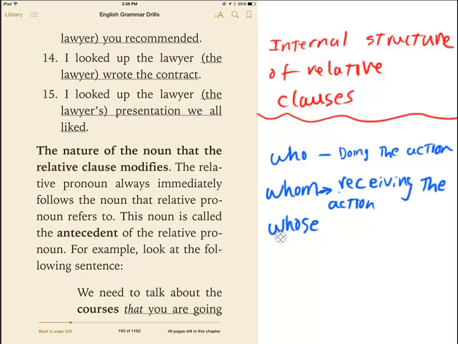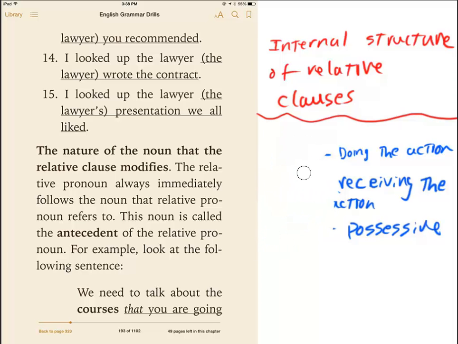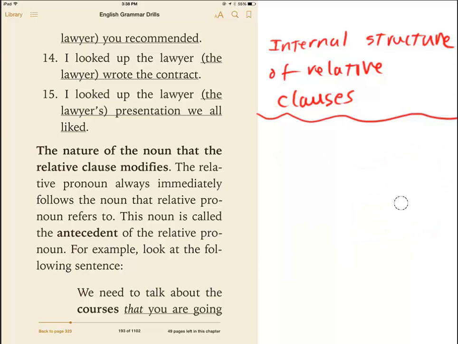Okay, the action. So whom is the object if it's receiving the action, and whose is the possessive. Okay, so remember, subject, object, possessive, and that's what we did in our last video, and we're going to be looking at those more this video, but I'm going to introduce you to some other relative pronouns.